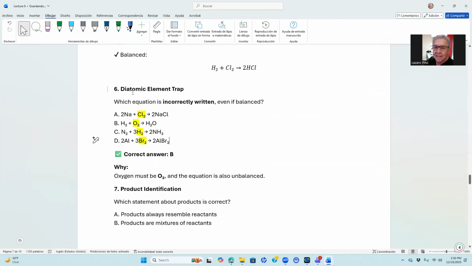Let's see. Sodium, chlorine, this is correct. This is correct. This one? No, this is not correct, because here you have 2 oxygen and here only 1. Then you have to put a 2 here and a 2 in front of here. Then this is the incorrectly written one. Let's go to the following question.